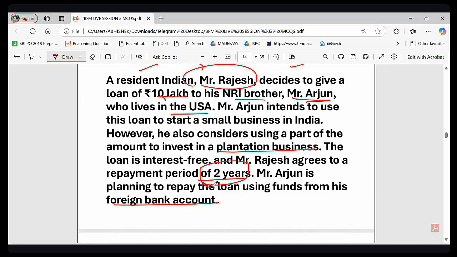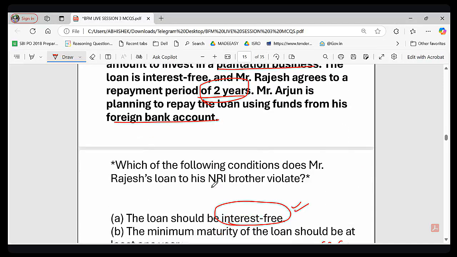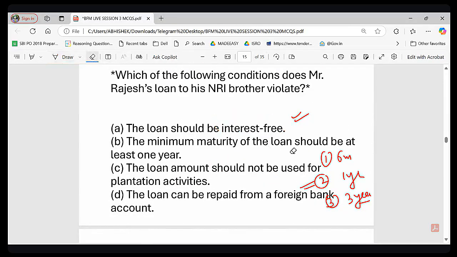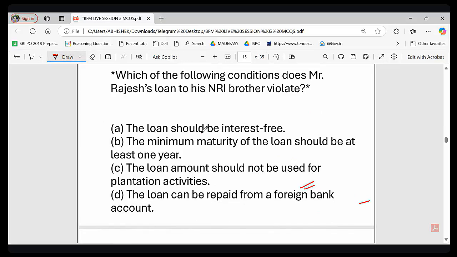Now let's focus on the two key issues in this case. The first key issue is the use of the loan. One important condition is that the loan cannot be used for certain restricted activities such as investing in agriculture or plantation. Since Mr. Arjun is considering using part of the loan for plantation activity, this violates the RBI regulation. That's why option C is the violation.